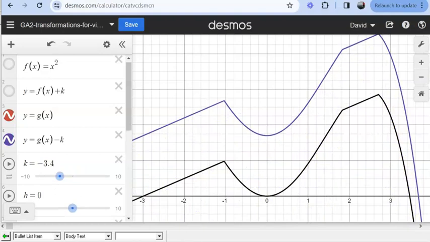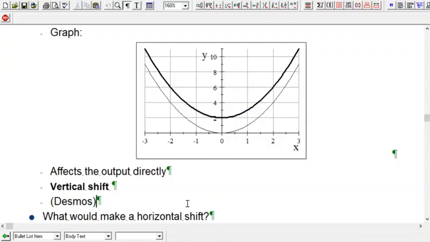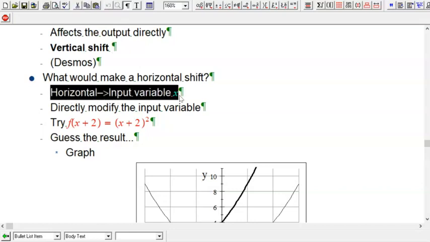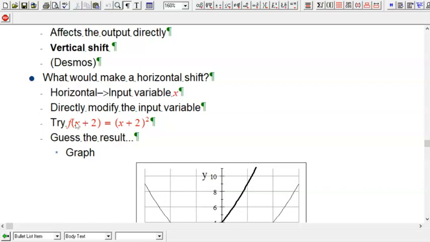Okay, let's go back to this one. Okay, so how would we do a horizontal shift? So the vertical variable is y. We graph the y, the output, vertically, and that's why when we affected the output directly, it was a vertical shift. So the horizontal variable is the input. That's x. So it seems like it might make a horizontal shift if we directly modify the input of the function. So let's go back to f of x equals x squared, and let's see what happens if instead of putting plus 2 on the outside, I put it on the inside.